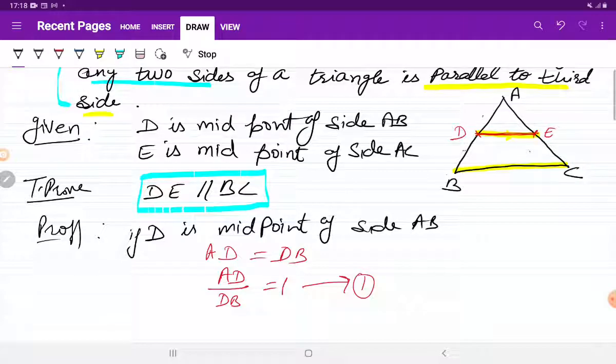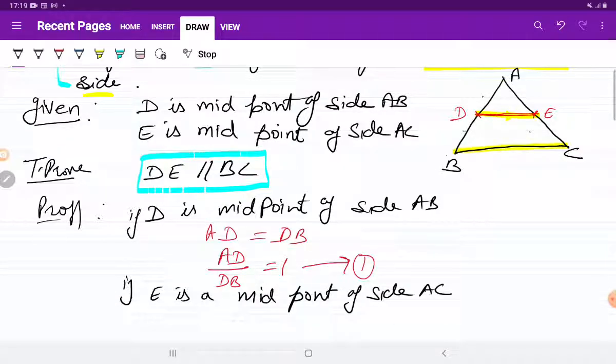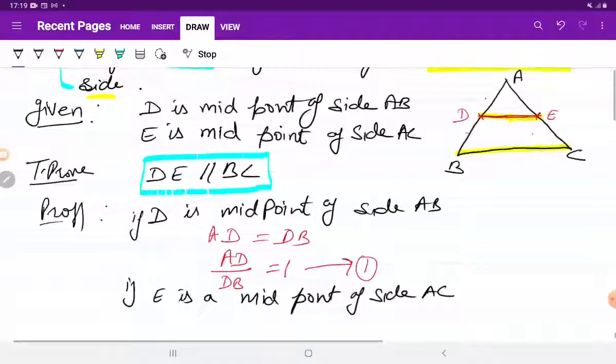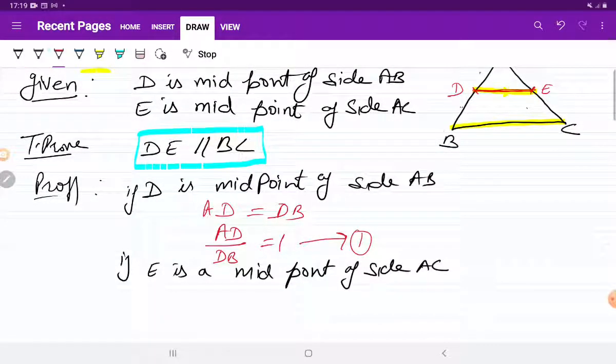Now again, what else was given? E is a midpoint of side AC. Now if E is a midpoint of side AC, then again AE will be equal to EC.